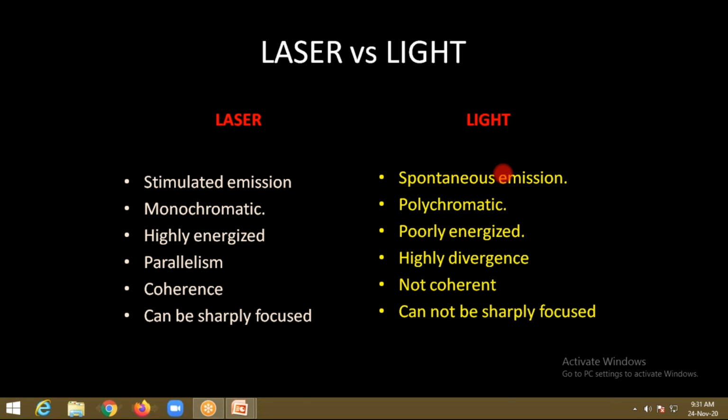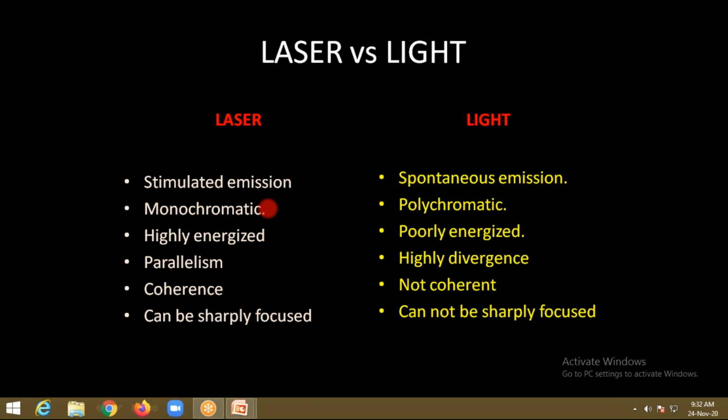You can see the light, or you can take the natural light from the sun. When the light is visible, it is within the visible spectrum, which is between 400 to 700 nanometers. Here, the laser is a stimulated emission. When you stimulate the medium, the electrons of the atoms or molecules get excited, and they come back to their normal position after you remove the stimulation. During that time, the emitted radiation is nothing but laser.